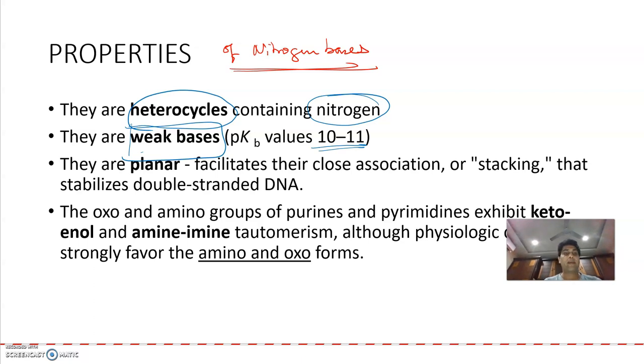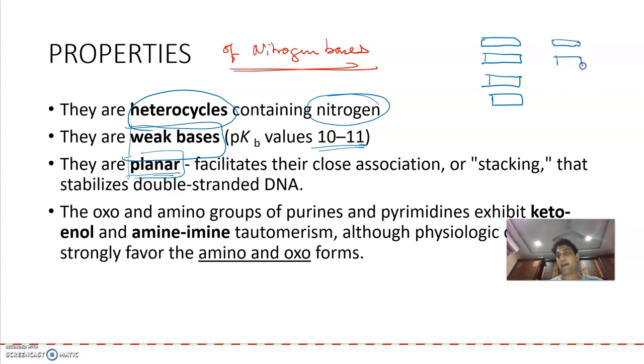Then these are planar structures. They are planar, they are not globular. So if they are planar, you can just stack them one above the other. That is how DNA gets stacked one above the other. They are planar, so they can be stacked easily.